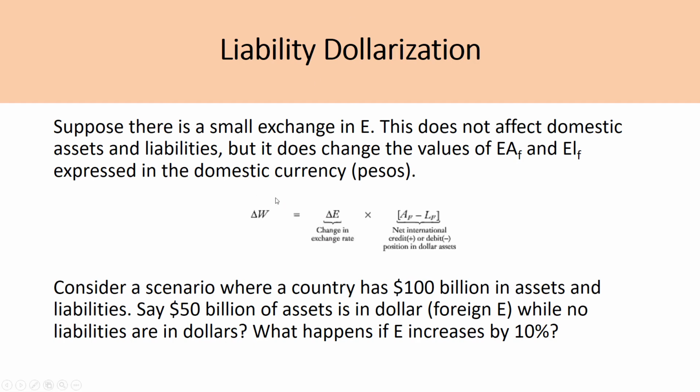So when you talk about the change in wealth, the change in wealth also originates from your external assets and liabilities. And so the change in the exchange rate will impact the overall value of that. So consider a scenario where a country has $100 billion in assets and liabilities. Say $15 billion of assets is in dollars, so in the foreign currency, while no liabilities are in dollars. What happens if E increases by 10%?